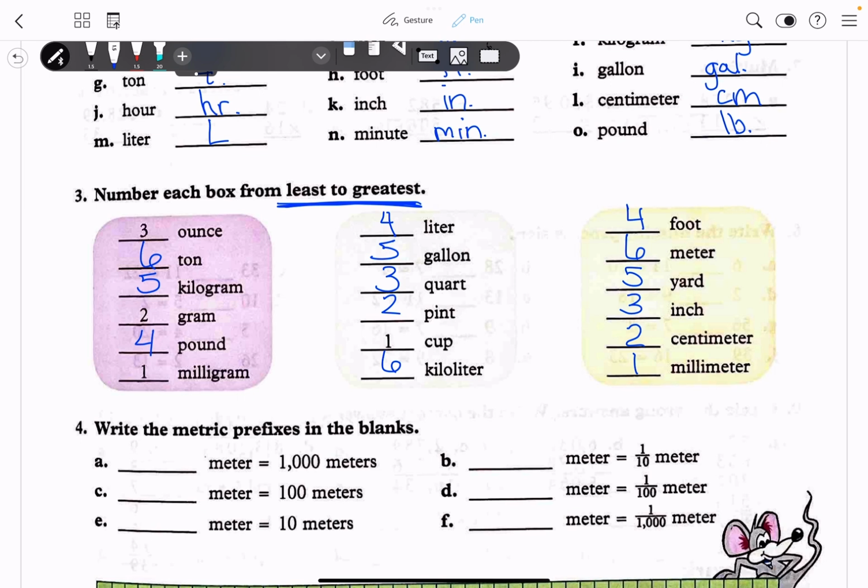Then on part 4, you're going to write the metric prefixes for each of these. So 1,000 meters would be a kilometer. A tenth of a meter would be a decimeter. 100 meters would be a hectometer. 1/100th of a meter would be a centimeter. 10 meters would be a decameter. And 1/1000th of a meter is a millimeter. Okay, so make sure you have all of those correct.